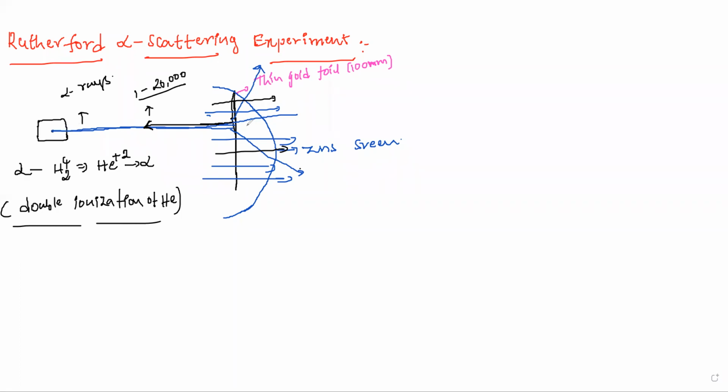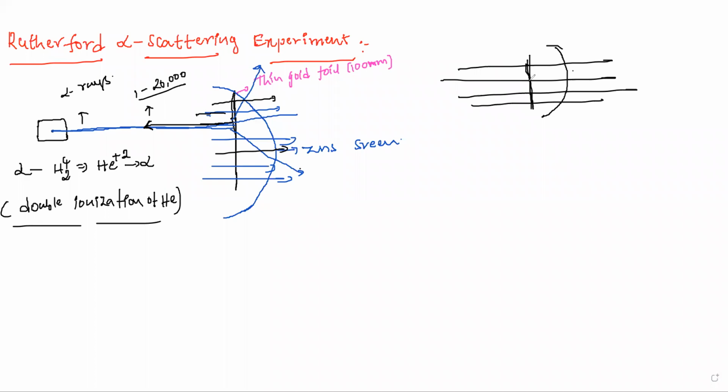These alpha particles are passed through the very thin gold foil. All alpha rays are moving through the gold foil without any deflection. Assume this is a thin foil and this is the ZnS screen. When we pass the alpha rays through this gold foil, all are moving through without any deflection, but very few are deflected at some angles.